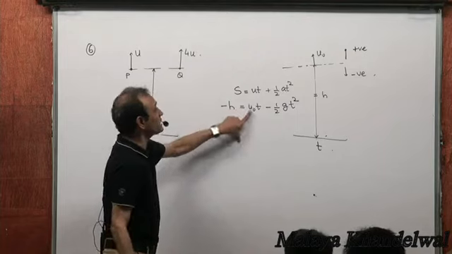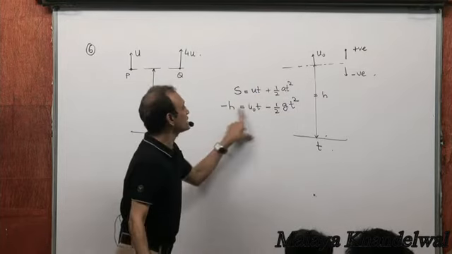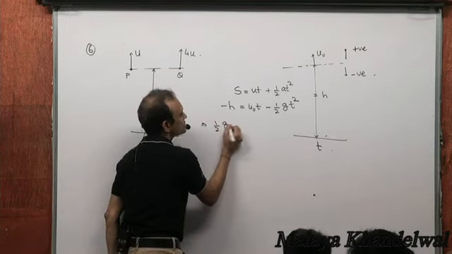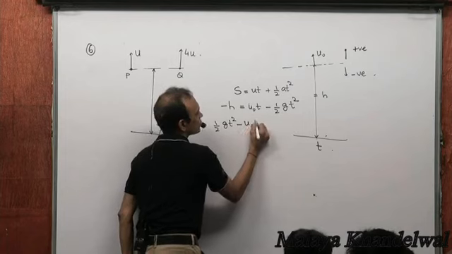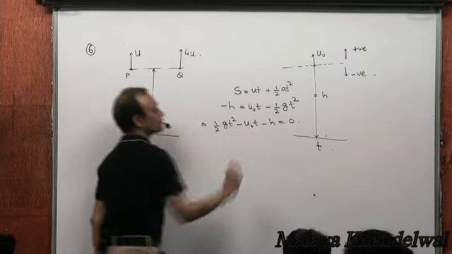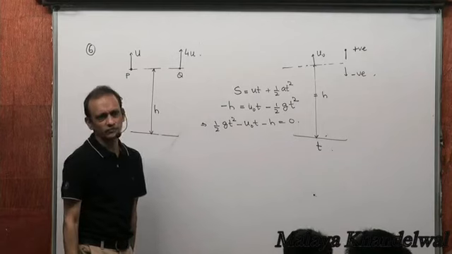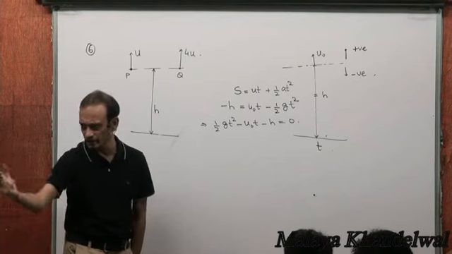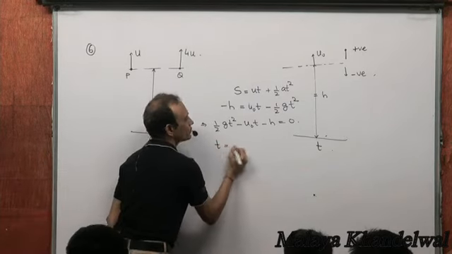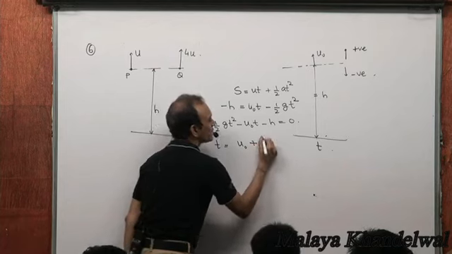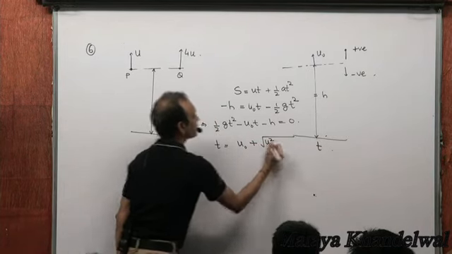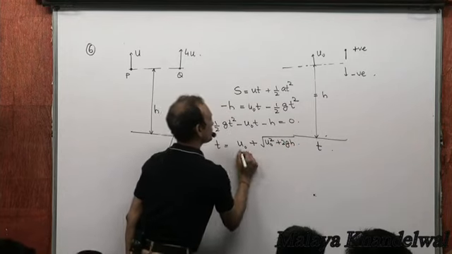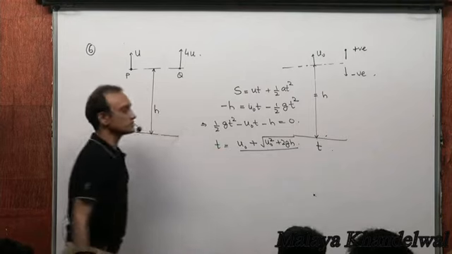This will give me the time it takes, if it's launched with a velocity u naught upwards, for it to reach the ground, right? Now, this will give me half gt squared minus u naught t minus h equals 0. I'll ignore the negative root because when it reaches the ground, that's a positive instant of time. So I'll ignore the negative root of this quadratic in t, right? So this gives me t equal to minus b, I'll ignore the minus sign, plus square root of u naught squared plus 2gh, by 2a. This is what it is.